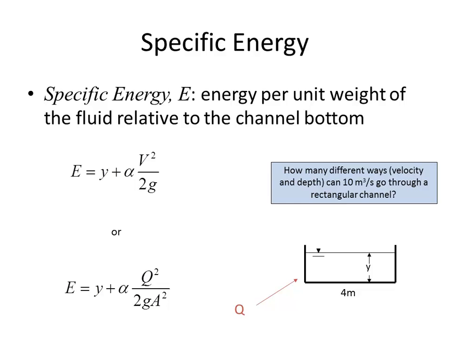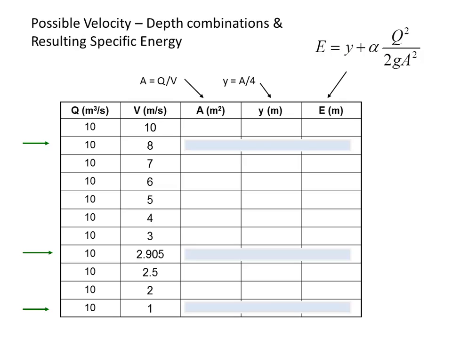It might be that what is going through the channel is a very small depth. So what if Y is small? Well then, V would have to be fast in order to get 10 cubic meters per second. Or it could be that you've got a very full channel and Y is big, and therefore V would be slow. To get 10 cubic meters per second, if it's really deep, then it would be slow-moving water.